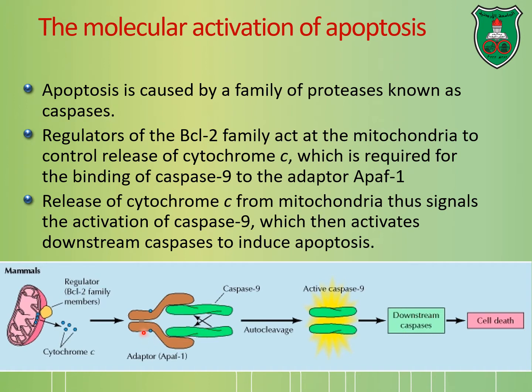So where does cytochrome C come from? It comes from the mitochondria. So what happens is that this cytochrome C is released from the mitochondria. It binds to APAF. It allows APAF to associate with caspase 9. Caspase 9 gets activated. It can then activate caspases, and these caspases can induce apoptosis or cell death. Okay.